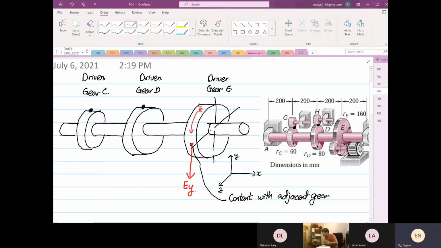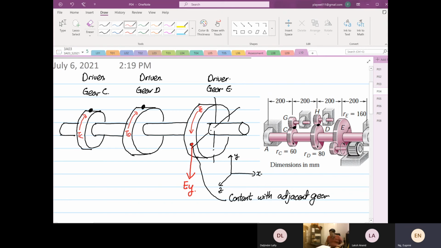How about gear D and gear C? Is the torque going to follow the rotation of the driver gear or is it going to oppose? Can you remember? It's going to oppose, right? So the torque for gear D and the torque for gear C is in this direction. It's going to oppose, because torque is force times radius.